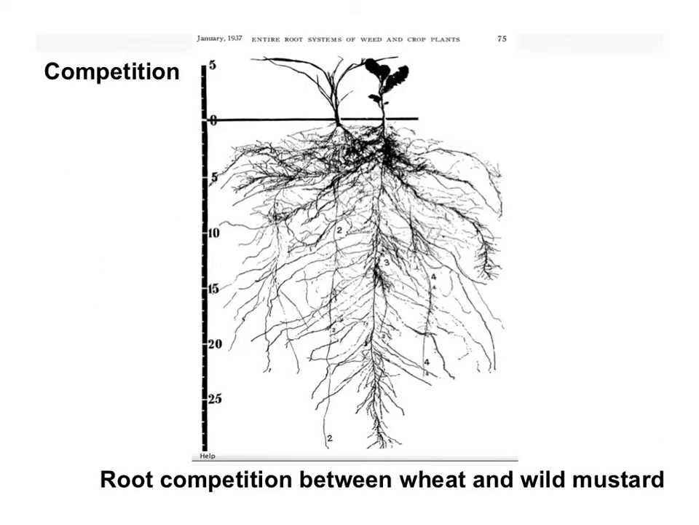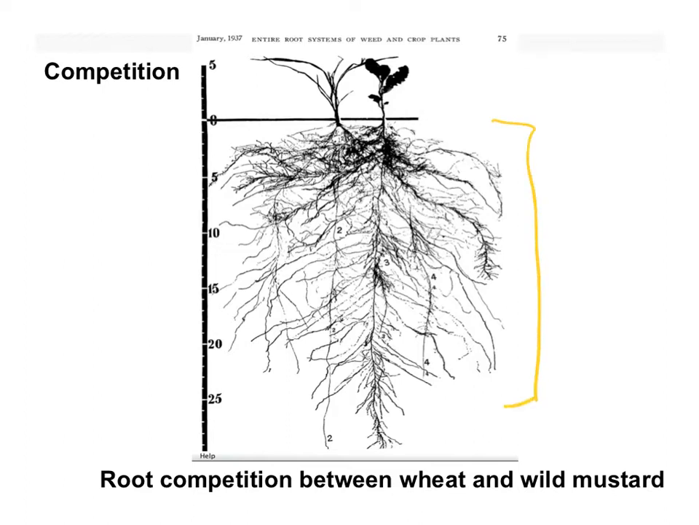The early illustrations published by Pavlichenko back in 1937 still provide one of the best visual pictures of competition that goes on above ground and below ground, especially with root systems, as shown here comparing the wheat with the wild mustard. Again, I'd point out that above ground it doesn't look like there's a whole lot going on in terms of competition, maybe a tiny bit of shading, but that's about it.